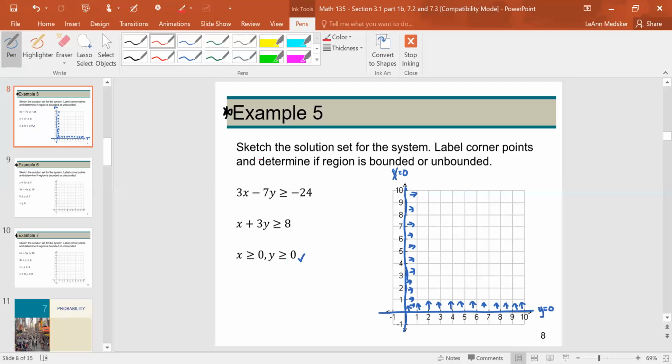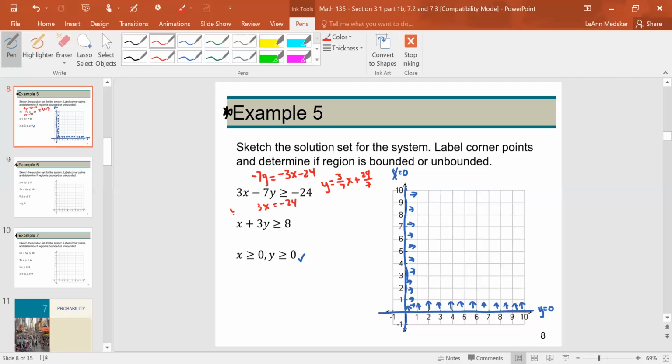Now we want to graph this top line right here. I would subtract the 3x over first, divide everything by negative 7, so that's going to be 3/7 x plus 24 over 7, which is not a great number. If you want, you could graph the x-intercept instead and still use your slope of 3/7. If you covered the negative 7y by putting in a 0, that would be 3x equals negative 24.